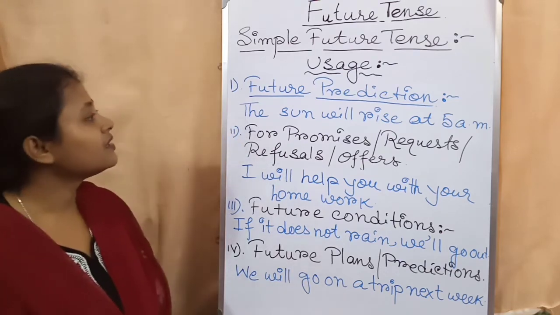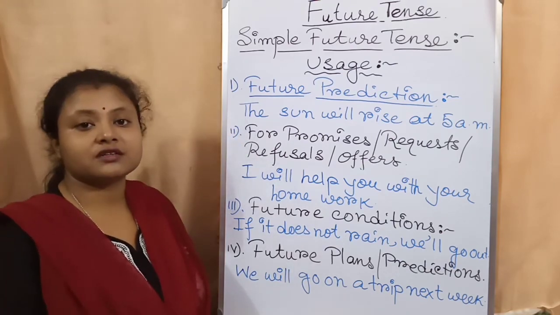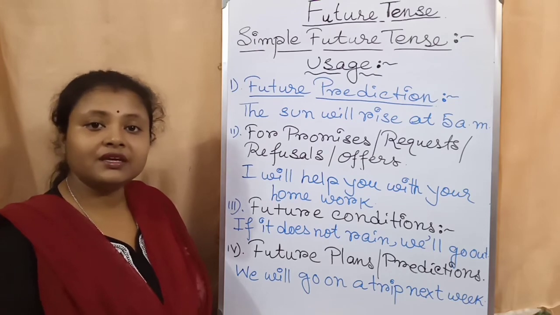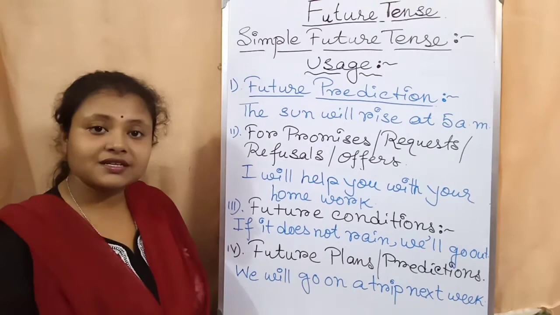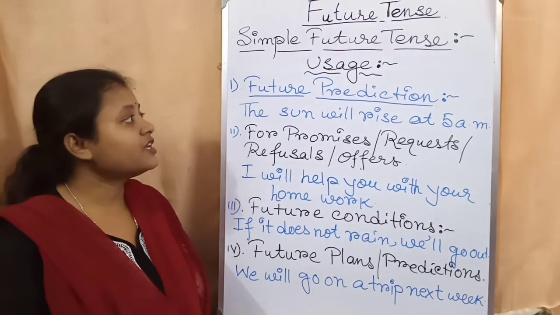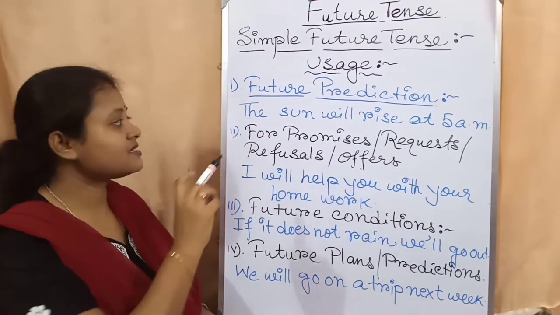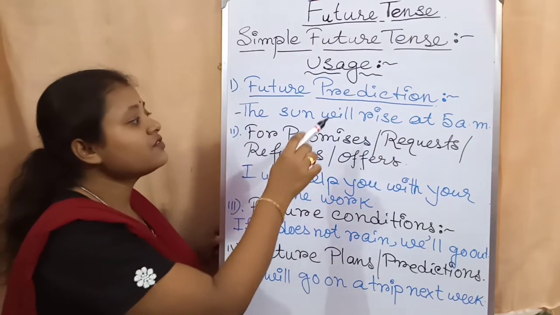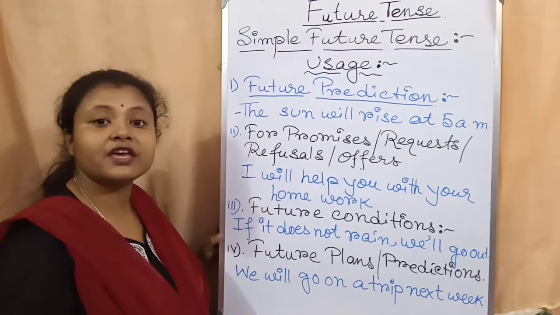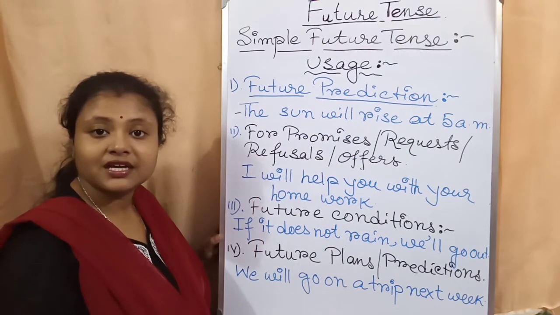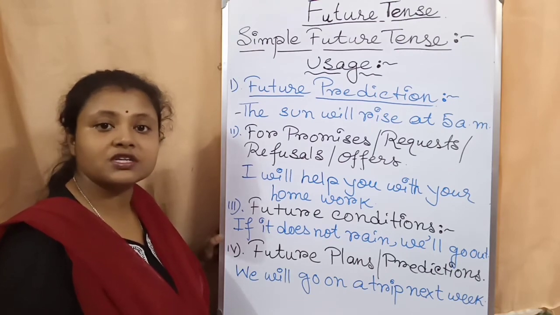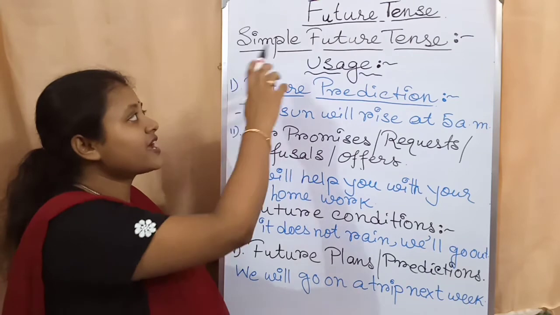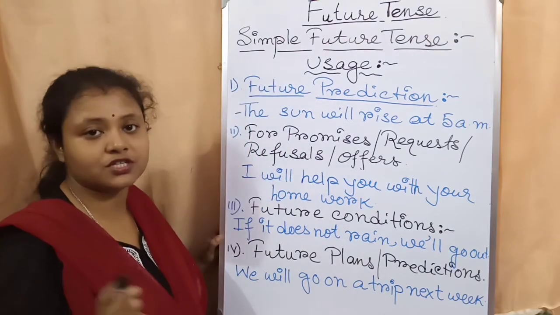Number 1. Future prediction. To predict something that will happen in future. So to predict something, we can use simple future tense. Example, the sun will rise at 5 a.m. tomorrow. So I am predicting that the sun will rise at 5 a.m. tomorrow. So it is my prediction. So that is why I have used simple future tense here.